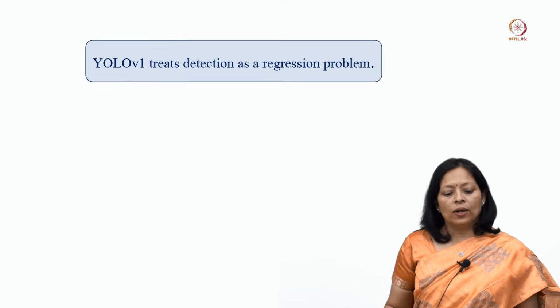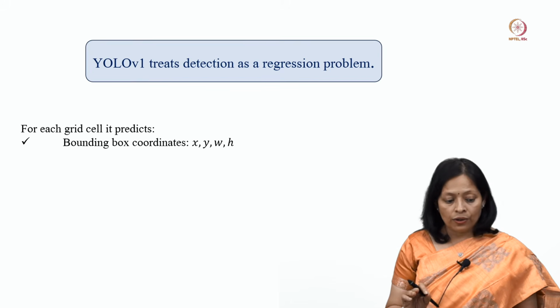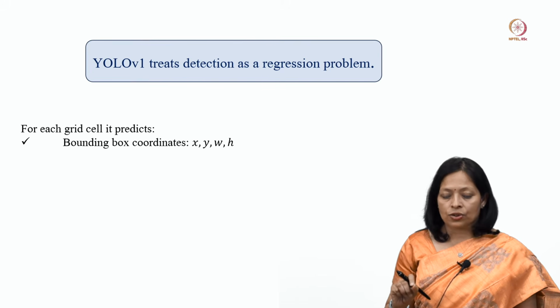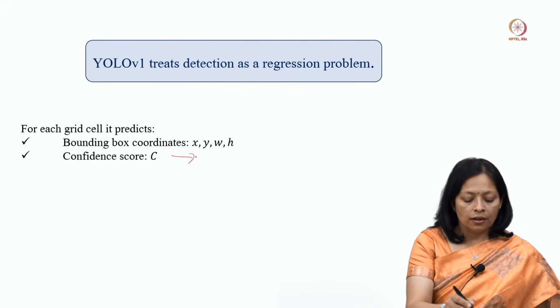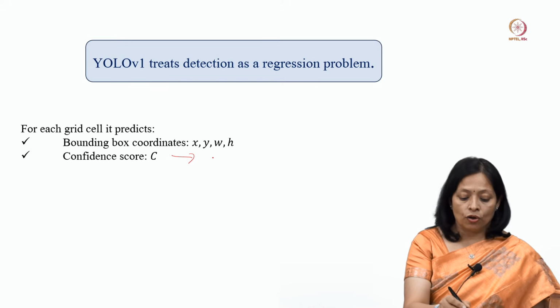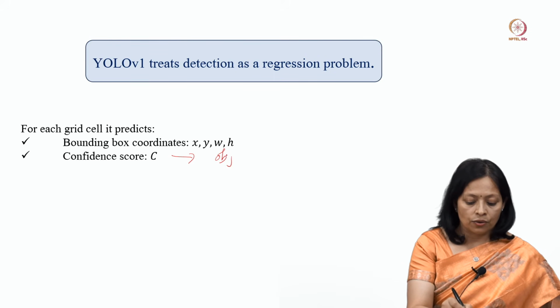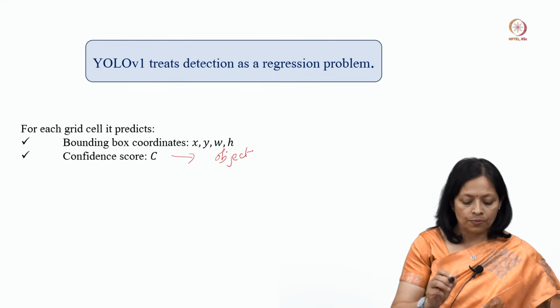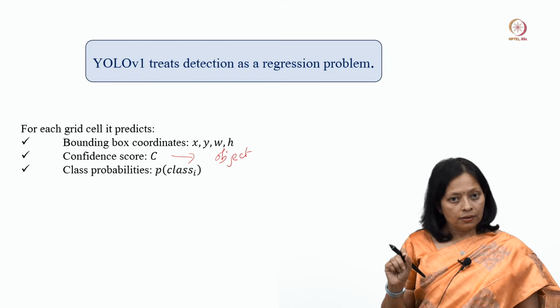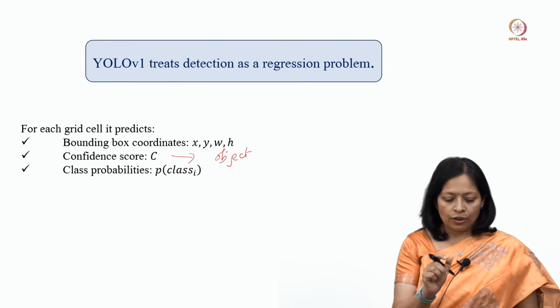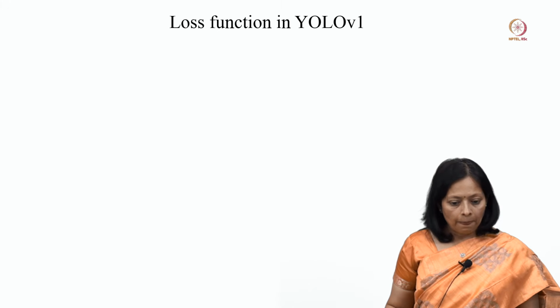Now, YOLO V1 treats detection as a regression problem. For each grid cell, YOLO V1 predicts bounding box coordinates x, y, w and h, and a confidence score C. This confidence score tells whether there is an object or no object, that is, the confidence that the object is present inside the box, and then the class probability that the object belongs to class i.